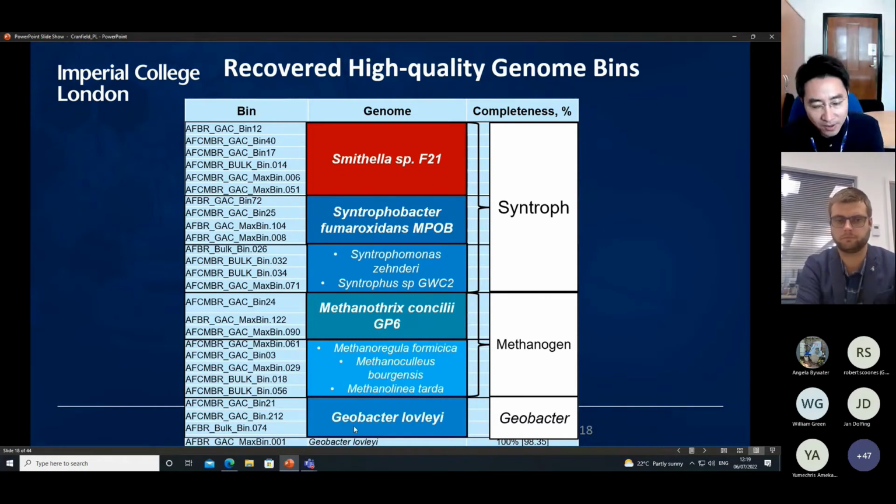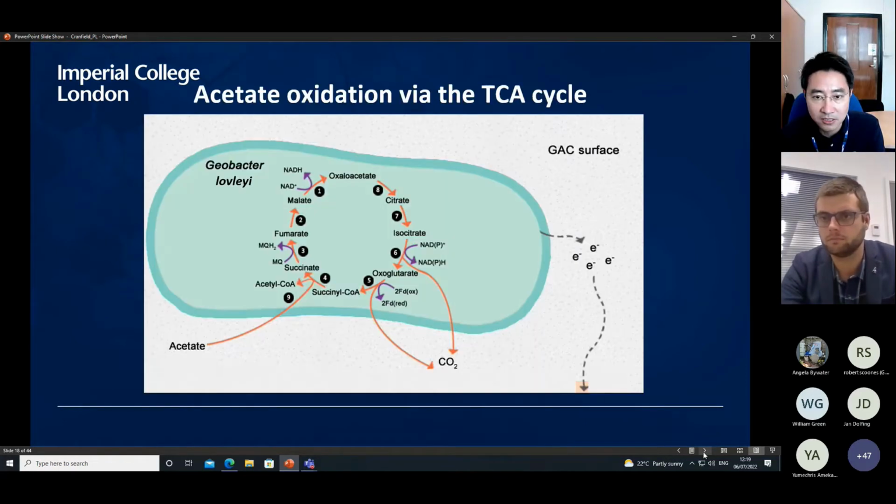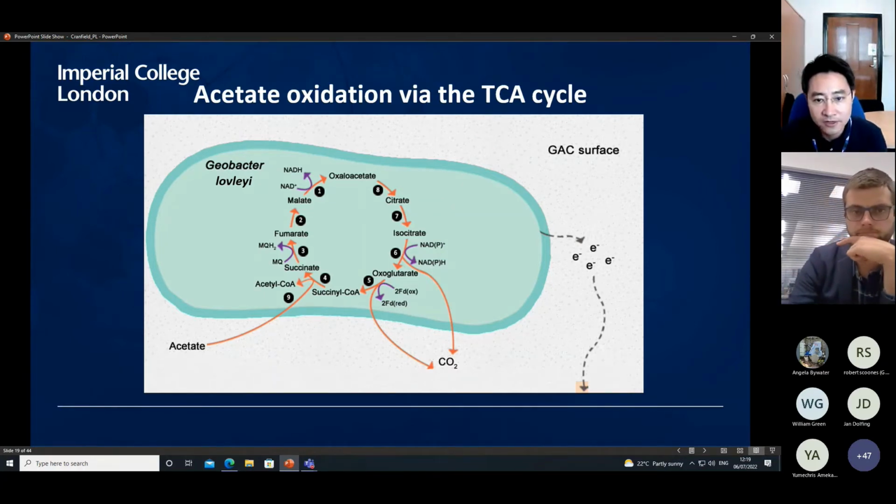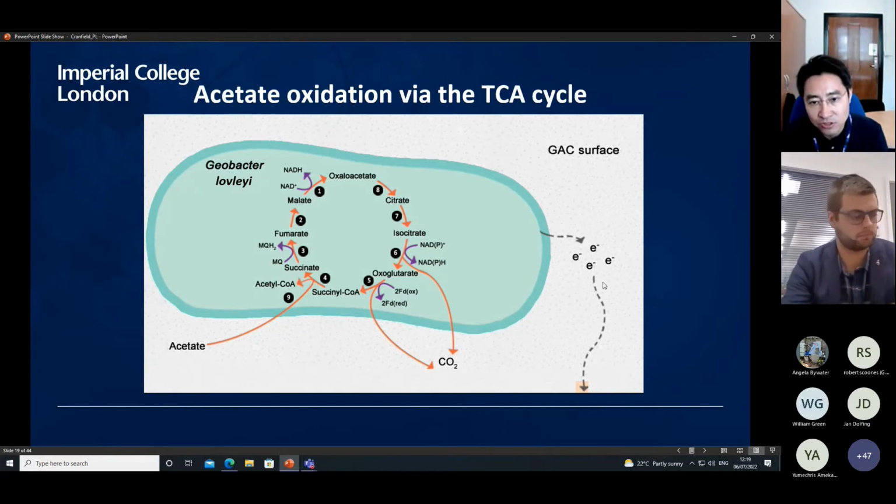That's our hypothesis. Geobacter lovleyi, okay, in high abundance in both lab scale and pilot scale. So we recovered it and looked at the pathway in Geobacter lovleyi. Yes, you get all of the acetate to CO2 and also electrons out. So this guy, Geobacter, consumes acetate and then shoots out electrons.